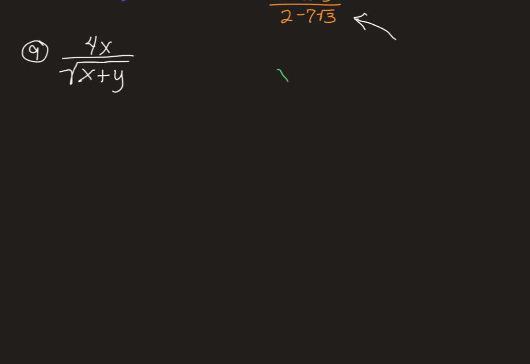Let's put that binomial, x plus y, and let's let it equal z. Okay, every place I see x plus y, I'm going to write z. So working over here, 4x, okay, that's not x plus y, I don't have to put z there, over square root of z. All right, so if that were your problem, 4x over the square root of z, what would you multiply by to rationalize the denominator?